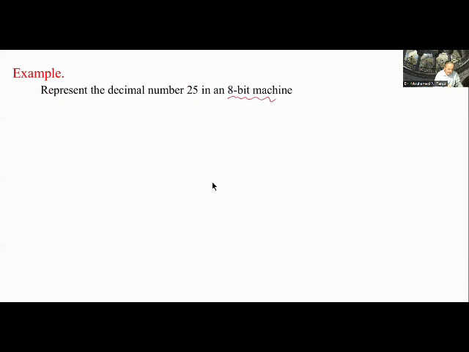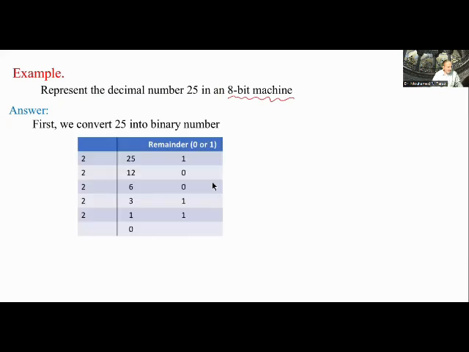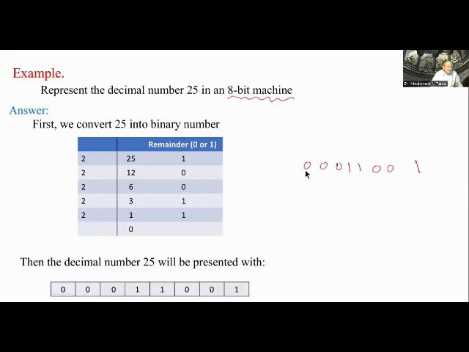Remember 8, so my pattern is 8 bits. First of all, you convert 25 into a binary number. When you convert 25 into binary, you get 1, 1, 0, 0, 1. Now, don't leave it like that, because you need an 8-bit machine. So you have to complete it like that: 1, 2, 3, 4, 5, 6, 7. You now have 8 digits here, and it's positive. We know that, and it will be represented by this number. Notice we use the 8 bits, very important.